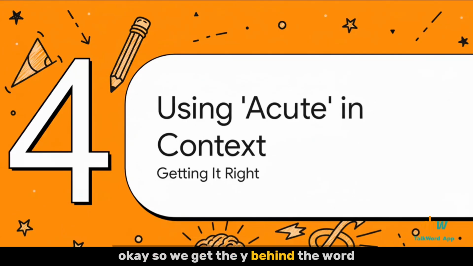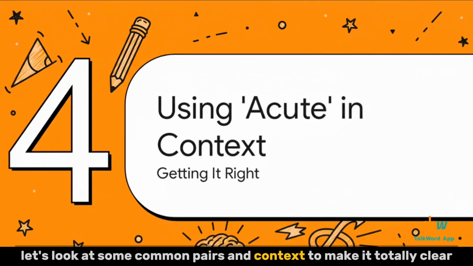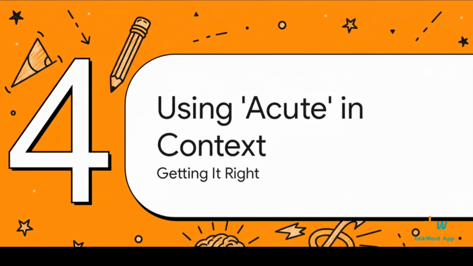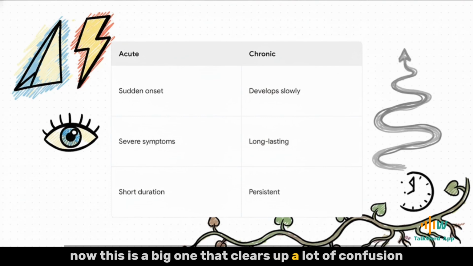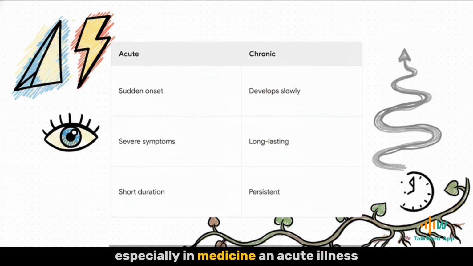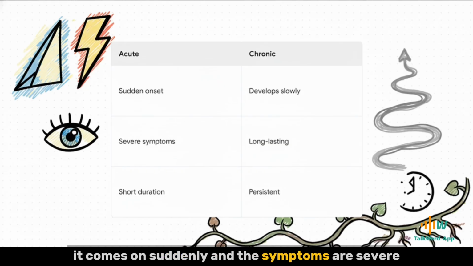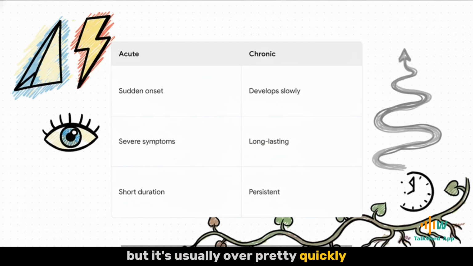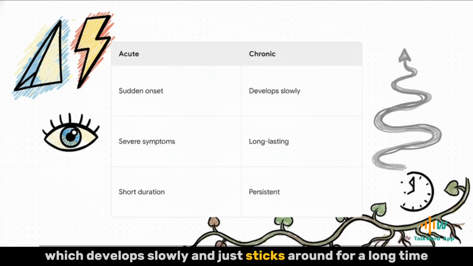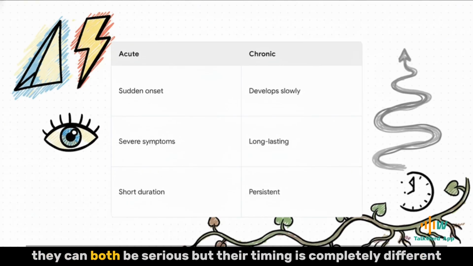Okay, so we get the why behind the word. Now let's get practical and talk about the how. Knowing when and how to use acute the right way is what it's all about. So let's look at some common pairs and contexts to make it totally clear. Now this is a big one that clears up a lot of confusion, especially in medicine. An acute illness, something like the flu, comes on suddenly and the symptoms are severe, but it's usually over pretty quickly. The opposite of that is a chronic illness, which develops slowly and just sticks around for a long time. They can both be serious, but their timing is completely different.